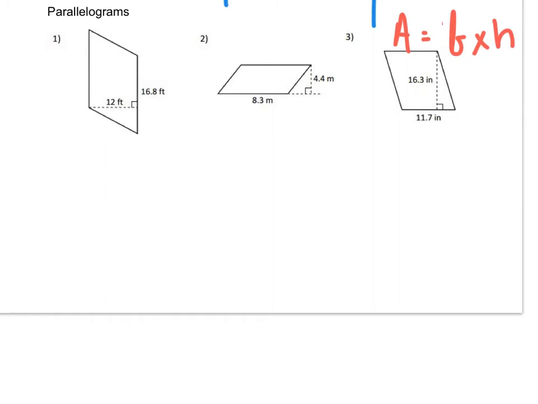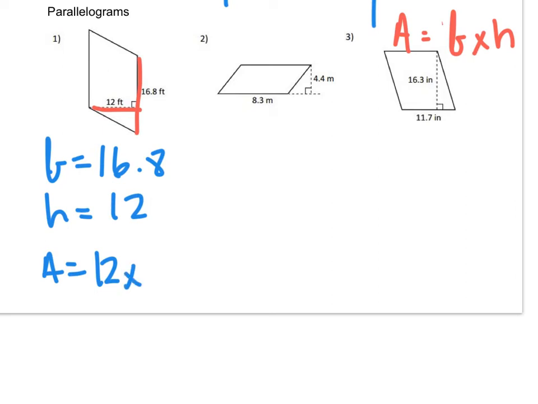There are 2 lines that touch off that, this one and this one. That 12 is the height because it connects one side of the parallelogram across to the other at 90 degrees. And then the other one we would consider to be the base. It doesn't necessarily have to be going vertically to be the height. So on this one the base is 16.8 and the height is 12, so the area is 12 times 16.8. You're going to get your answer in feet squared in that case.